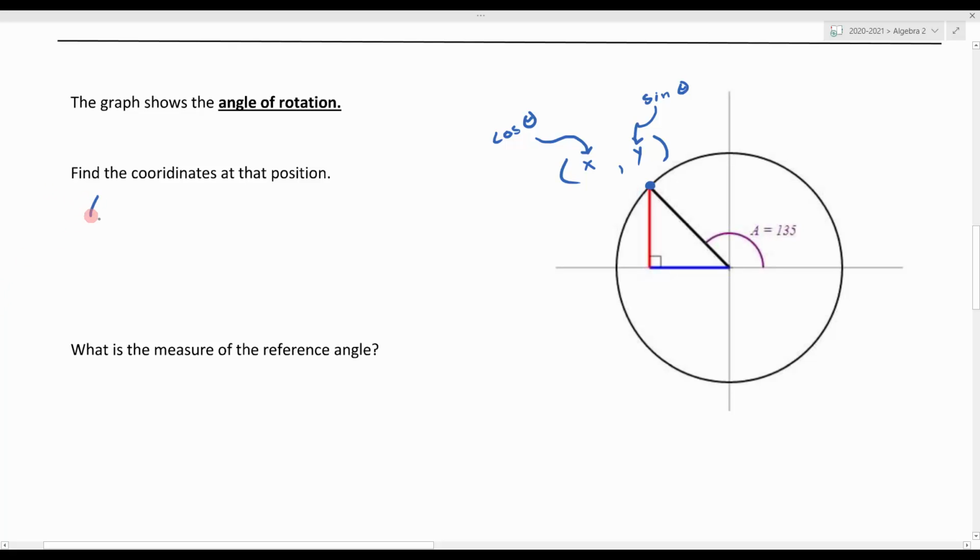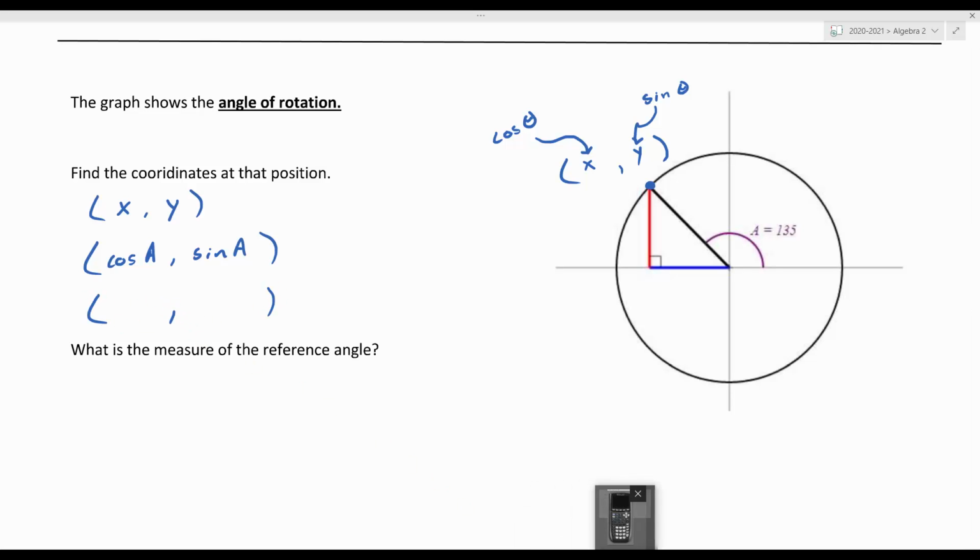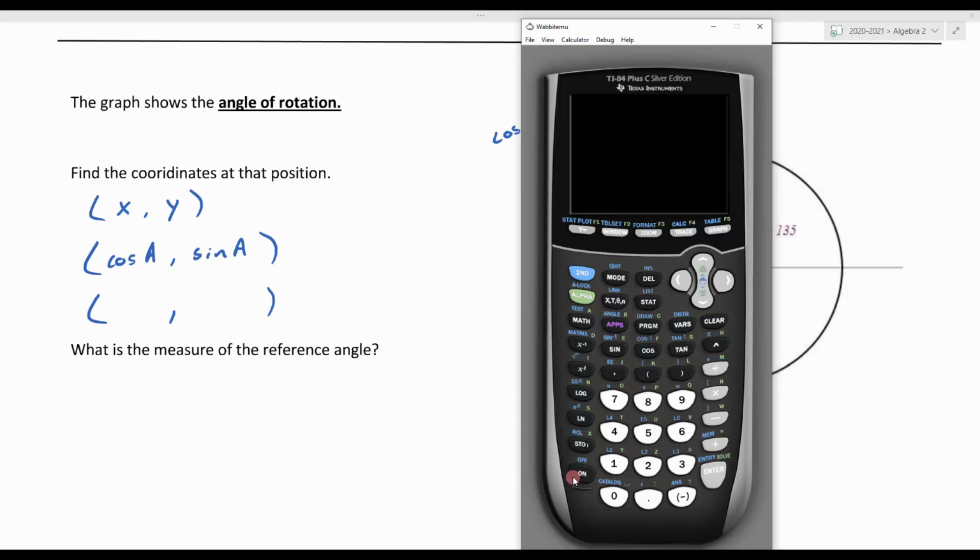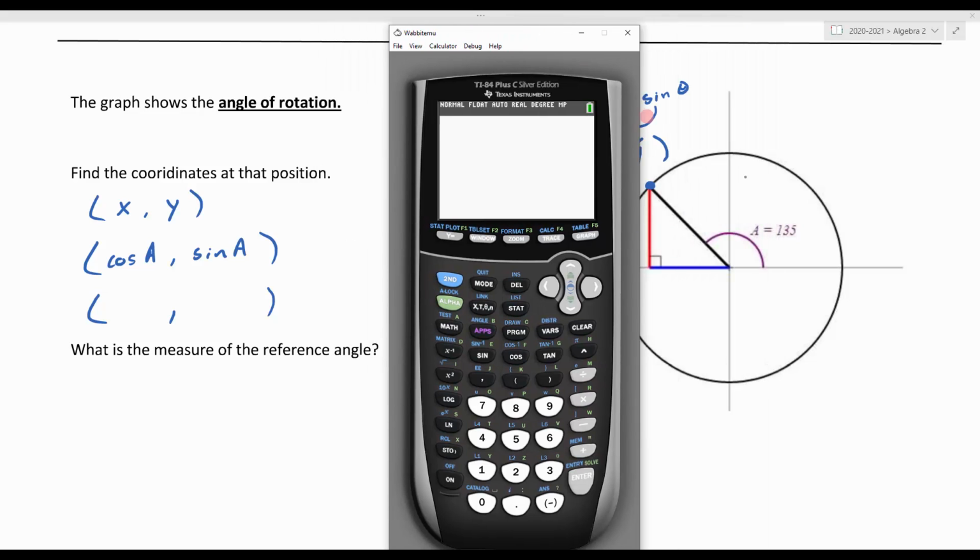Okay. So if I'm finding coordinates, remember, we're trying to find something that looks like this, x comma y, and we can do that by using cosine theta and sine theta, or in our case, they're letting a represent the angle, so we could say cosine a and sine a. There we go. And then I would just go to my calculator and do that calculation. So let's turn this on, and don't forget that our angle is in degrees here, so we want to make sure that we are in degree mode. So I'm going to hit that mode button and check that I'm in degree mode on my TI-84, and then I'm going to do the cosine of 135 degrees.